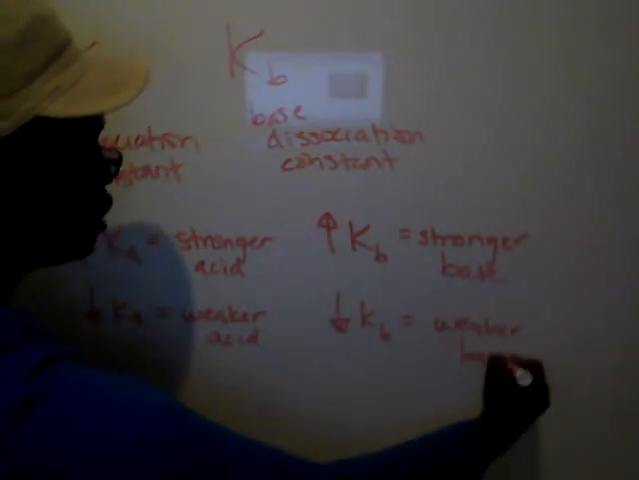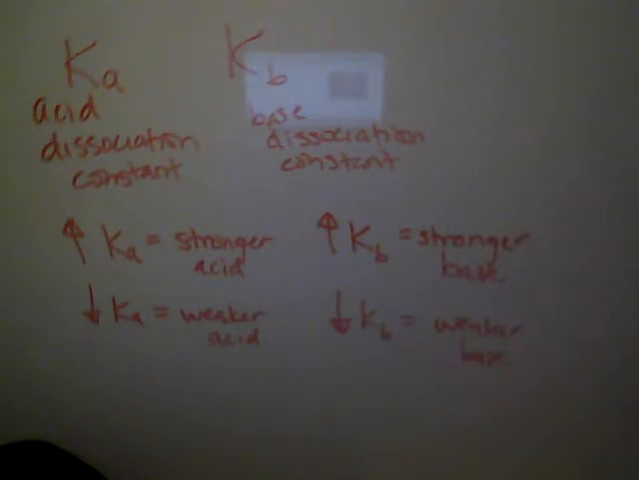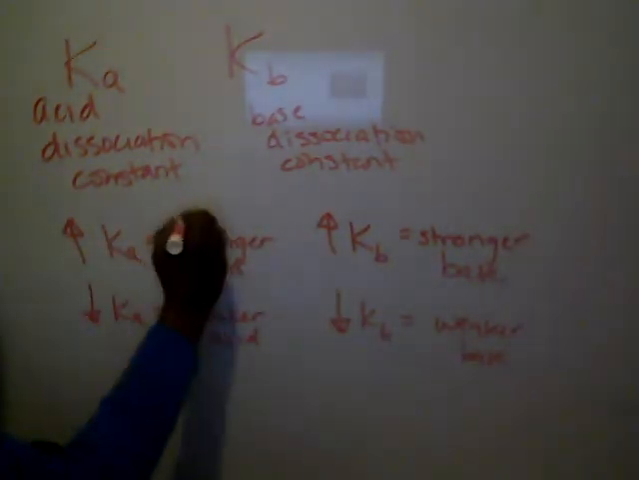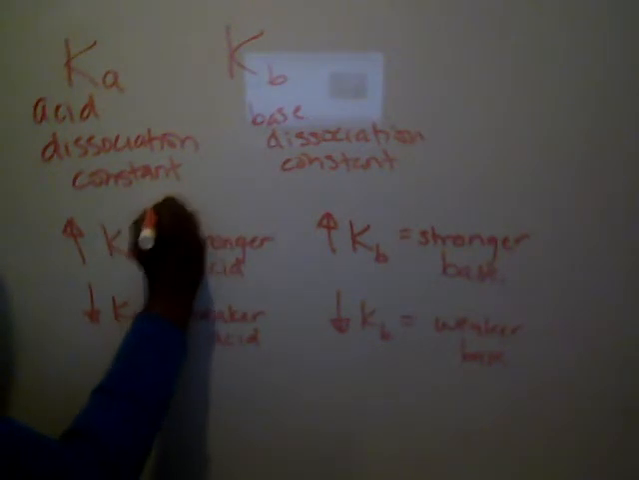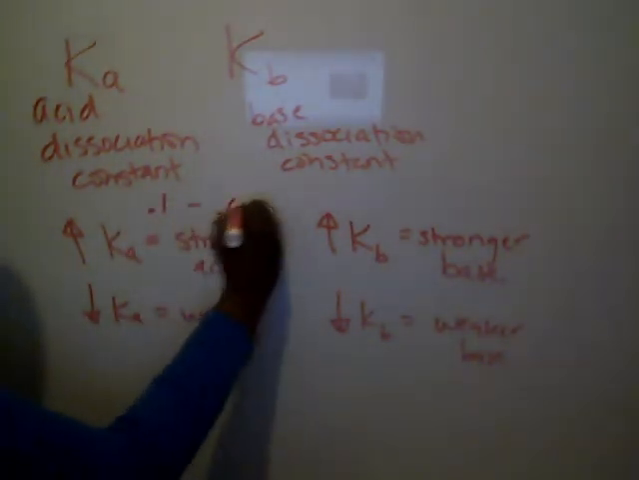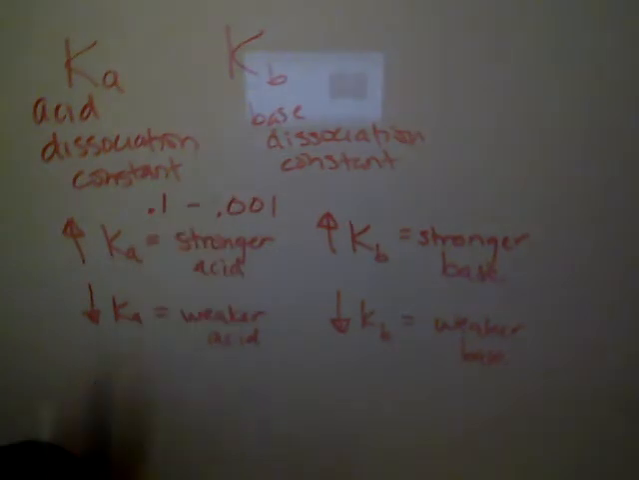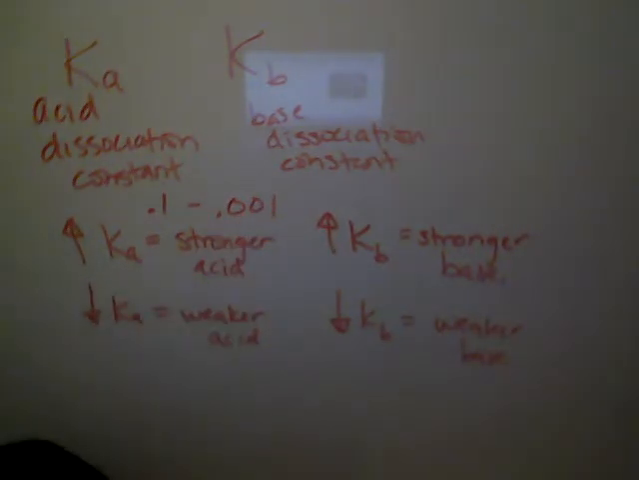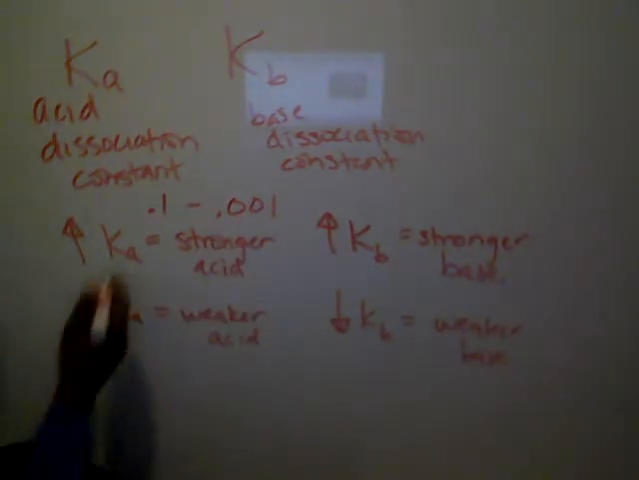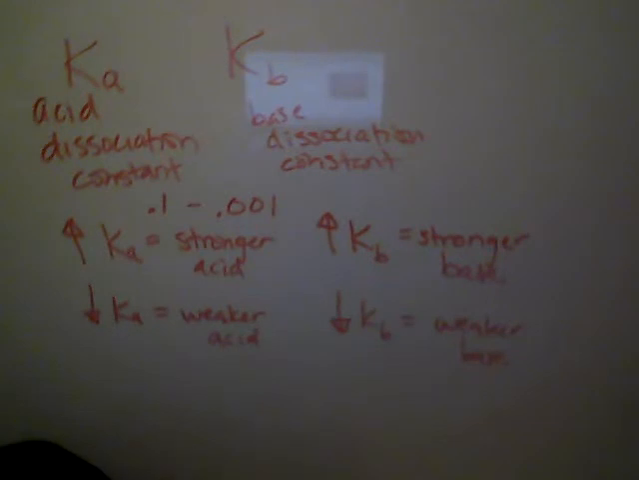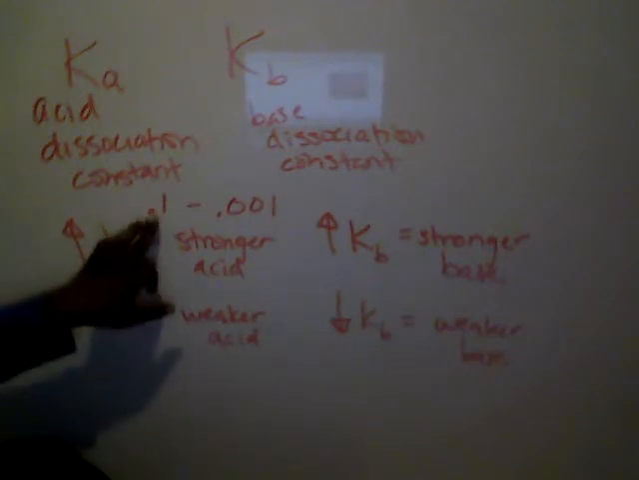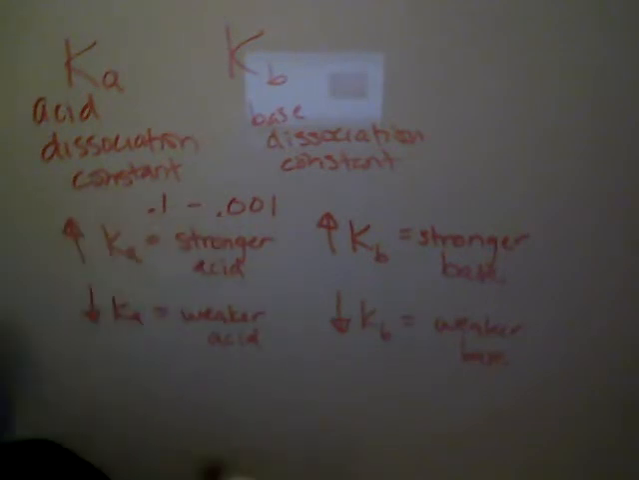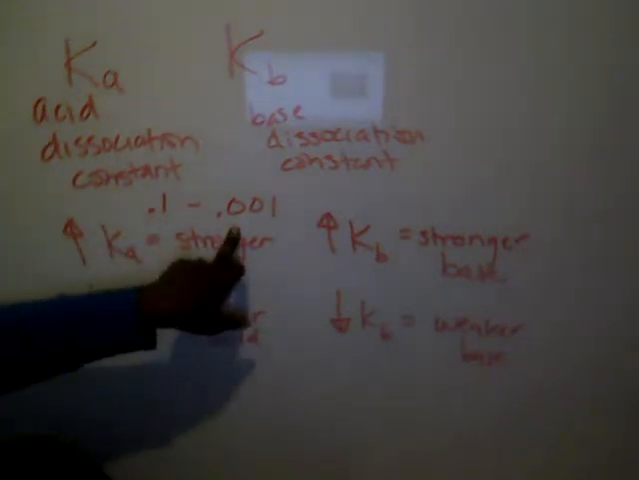So you may ask, what's a low number versus what's a high number? High Kas and high Kbs are probably between 0.1 and 0.001. In chemistry we're used to dealing with small numbers, so a number between 0.1 and 0.001 is considered a relatively big number. Of course, they could give you a Ka that's like 5 or 50 or 1,000, but that's usually not likely. Usually we deal with relatively small numbers. So a big small number would be 0.1 to 0.001.